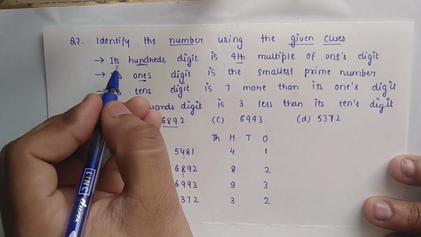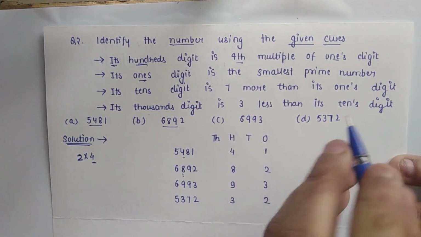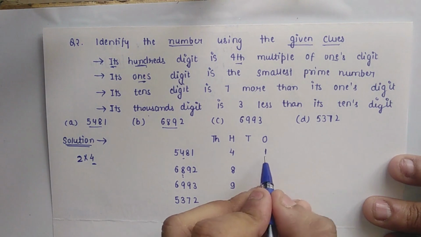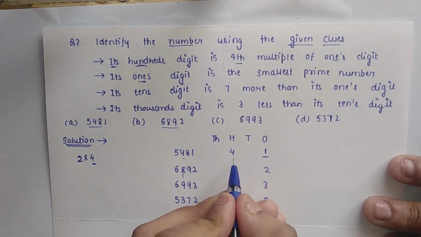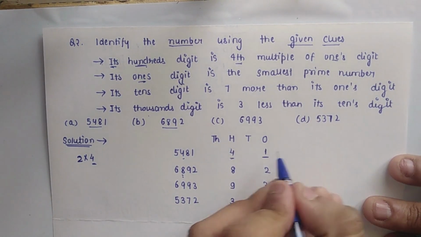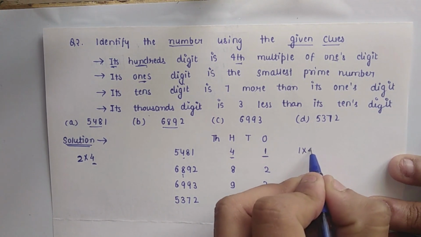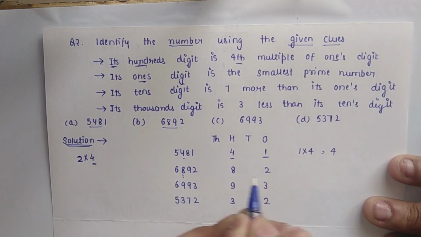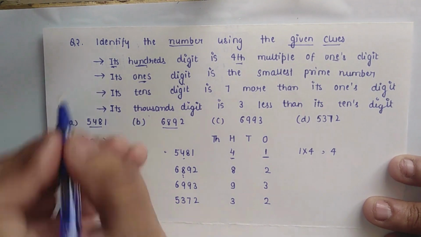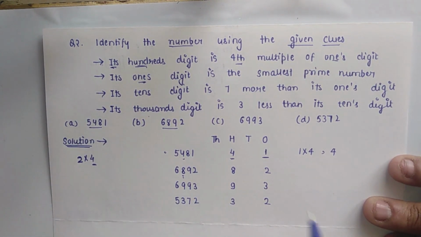So in this question, coming back to the statement, the hundreds place digit is the 4th multiple of the ones place digit. Now the ones place digit is 1, hundreds place digit is 4. So we can say that it is the 4th multiple, because 1 times 4 we will get 4. So this number is satisfying the first statement. What about the second number?